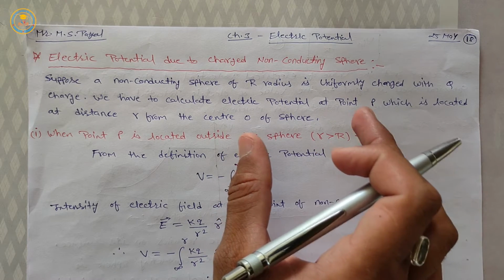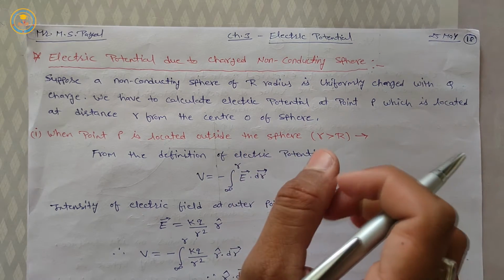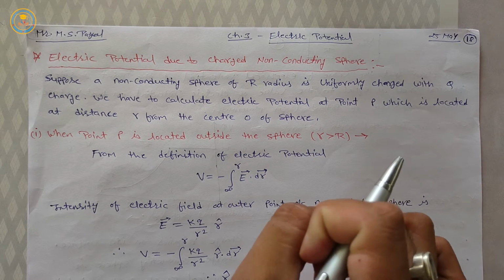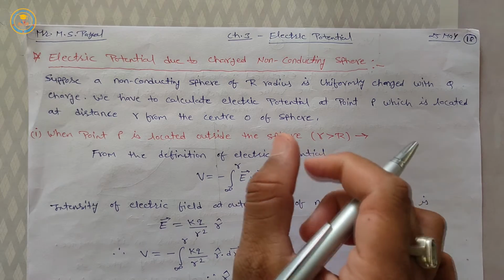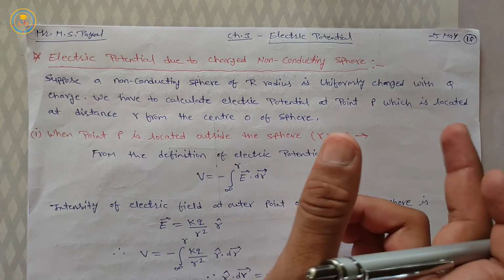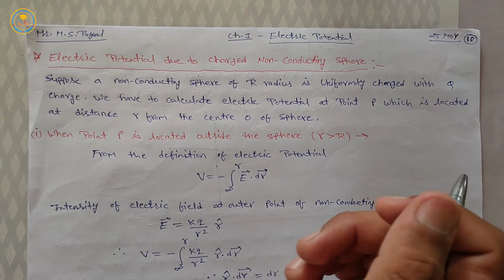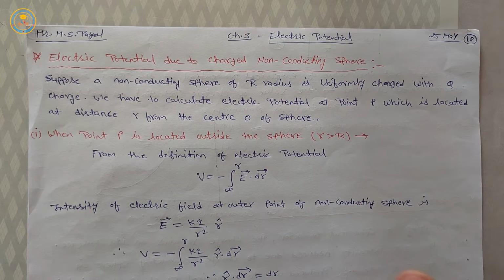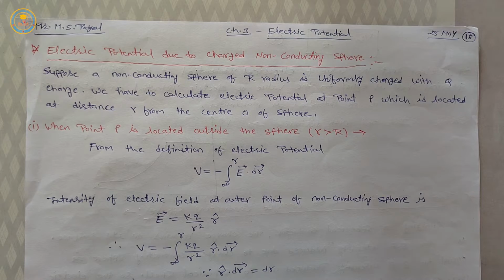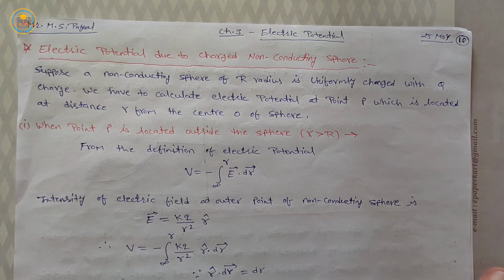For this calculation, suppose we have a non-conducting sphere of radius capital R, which is uniformly charged with capital Q charge. We have to calculate the electric potential at point P, and point P is located at a distance small r from the center of this non-conducting sphere. The position of point P can be different. First, when point P is located outside the sphere.